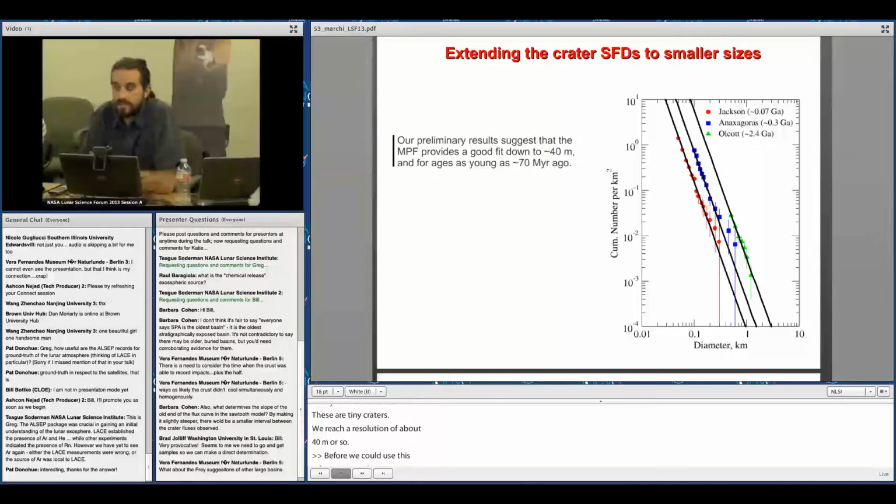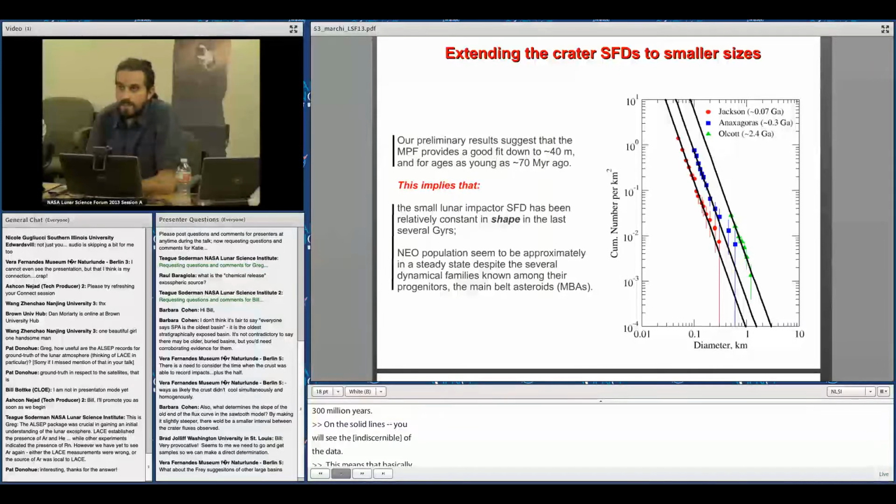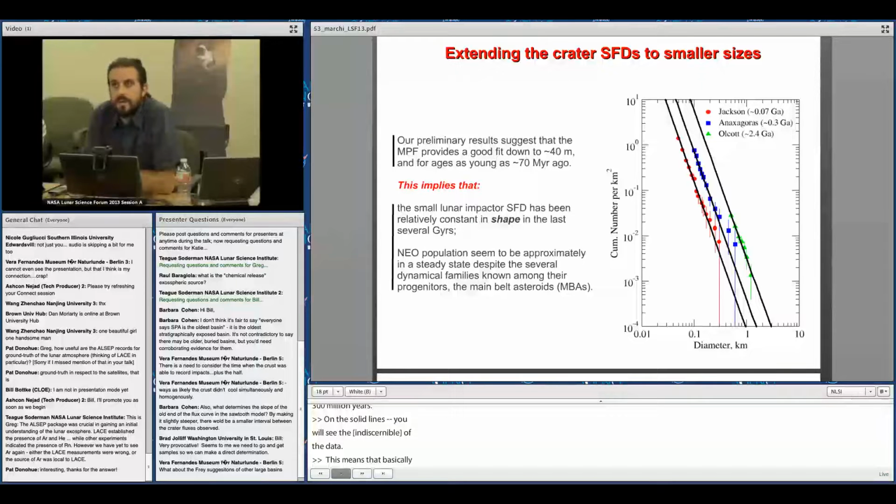Here are a couple of examples that I just showed you in the previous slides: Jackson crater and Anaxagoras crater. The predicted age for Jackson is of the order of 70 million years, and the other one is about 300 million years. With the solid lines in this plot, you will see again the MPF fit of the data. So what this means is that we are building an idea that the shape of the impactor size frequency distribution on the moon has been really constant over a time frame that goes from a few tens of millions of years all the way back to several giga-years.